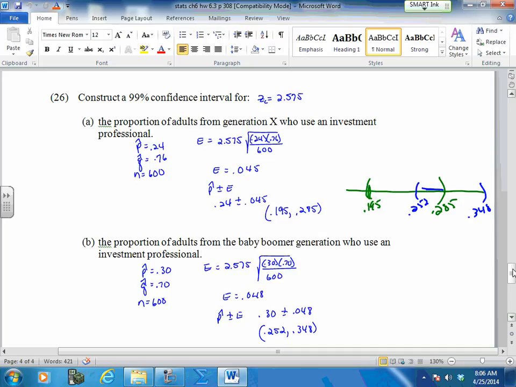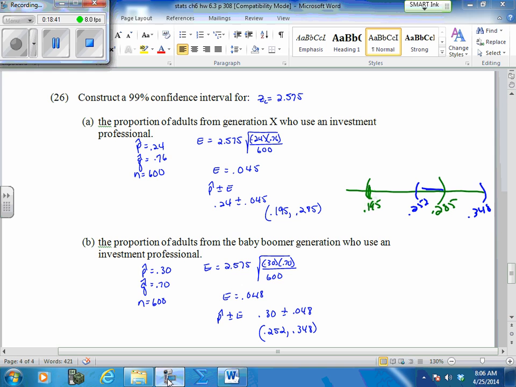All right, questions on this part? No? Monday we're going to start the confidence intervals for variances and standard deviations. They run a little bit different than this one does.